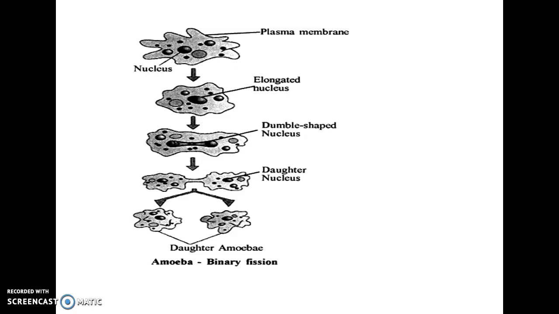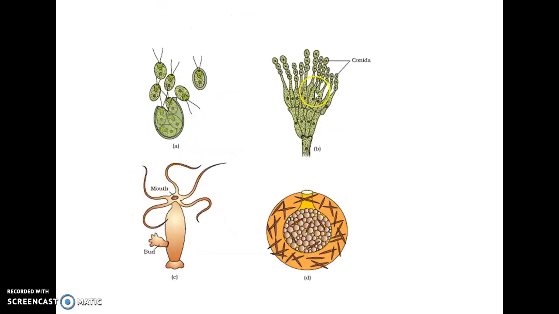Many single-celled organisms reproduce by binary fission, where a cell divides into two halves and each rapidly grows into an adult. That is in amoeba and paramecium. In yeast, the cell division is unequal and small buds are produced. Then four more diagrams are given in your textbook, isn't it?